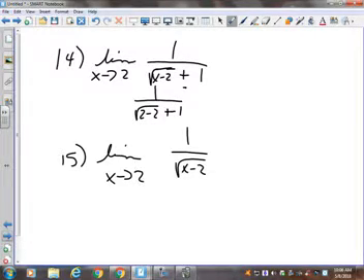2 minus 2 is 0. Square root of 0 is 0. Plus 1 is 1. 1 over 1 is 1. As long as you're able to plug it in and work the radical out, and it doesn't make the denominator 0, you're good to go.